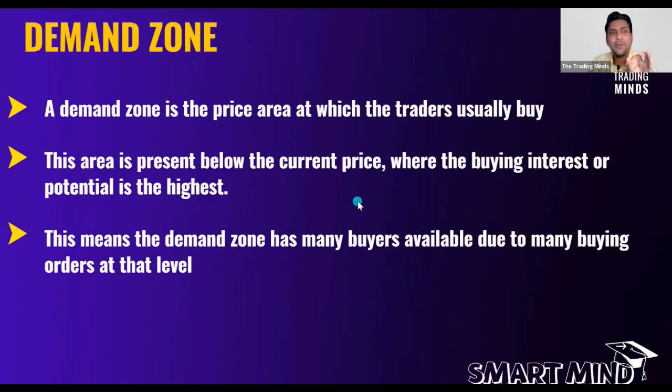Before the example, let me also talk about the demand zone. So what is a demand zone? Demand zone is a place where there is more demand for buying. Simple, right? Demand means where there is more demand. Supply means where there is more supply. So demand zone is an area where the traders usually buy. Right? The traders usually want to buy at that area. Most of the people will be waiting to buy at that area.